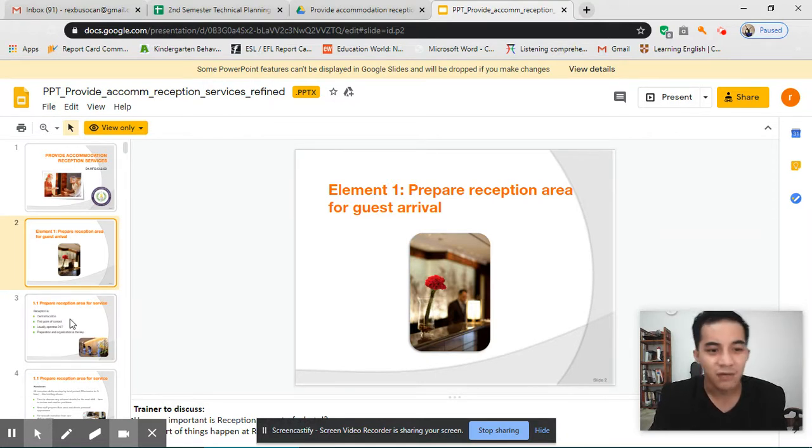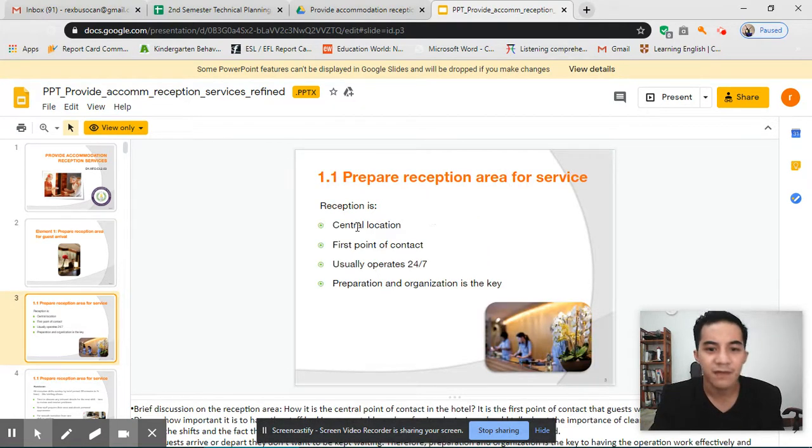So in here, we should know how to prepare the front desk, the front office, because it is the central location. It's the center of the hotel, where guests and employees or staff meet and do other work. Okay. First point of contact.